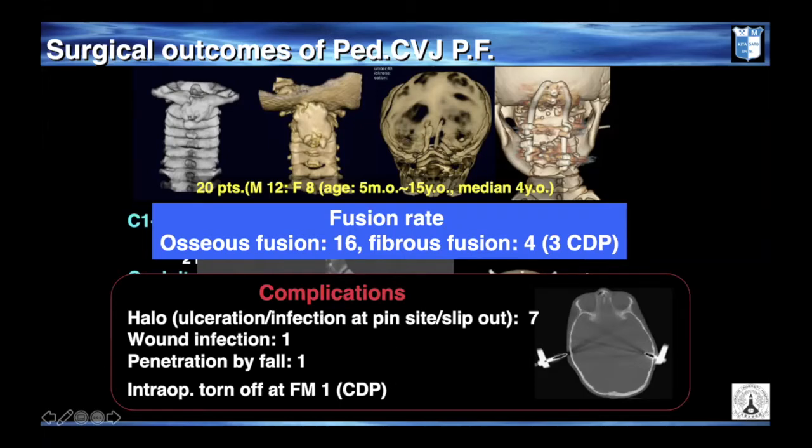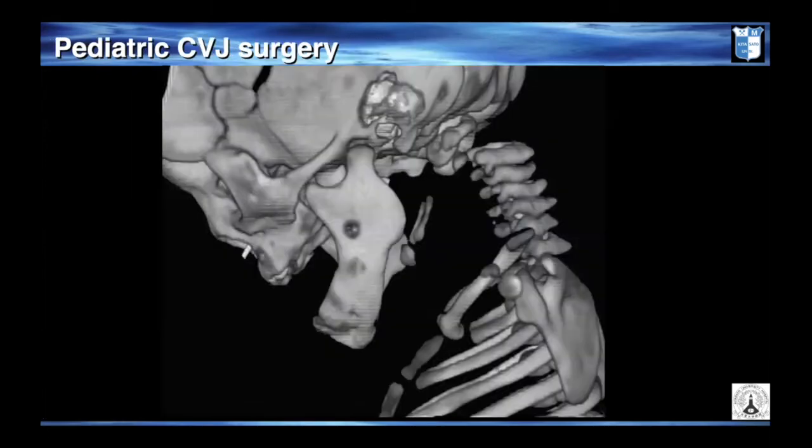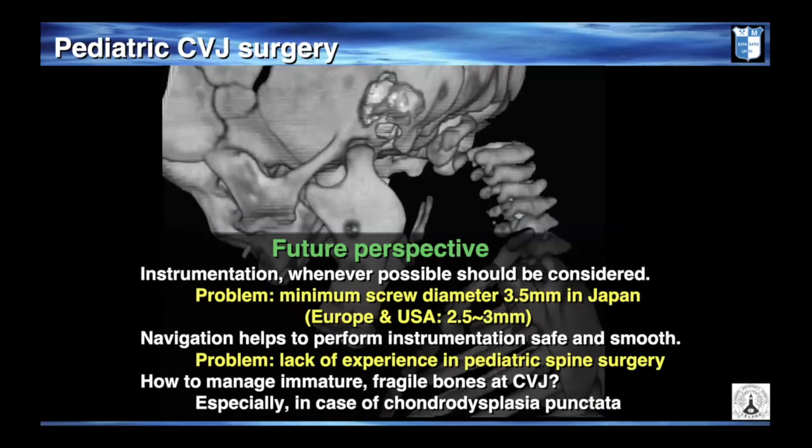And in one case of chondrodysplasia punctata, when we made a burr hole and fixed using a wire cable, this bone graft turned off. And we made another burr hole and performed the occipital fusion. So in future, instrumentation whenever possible should be considered. This makes the fixation more rigid. And probably the minimum screw diameter we can use in Japan is 3.5 millimeter. In Europe and USA, a 2.5 to 3 millimeter screw is available. This makes a much difference, a difference of 0.5 to 1 millimeter makes much difference in pediatric cases.